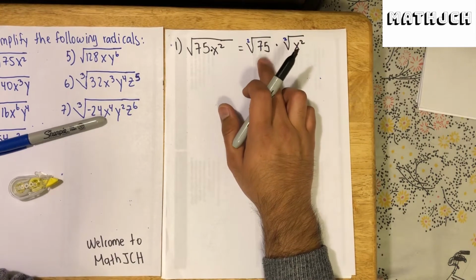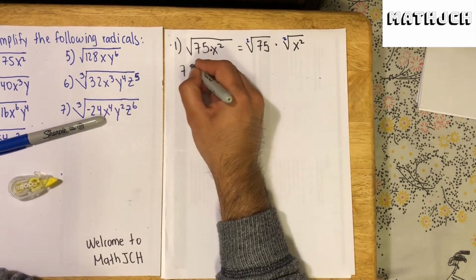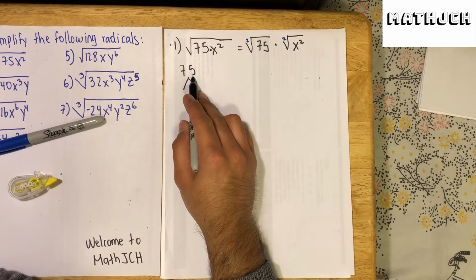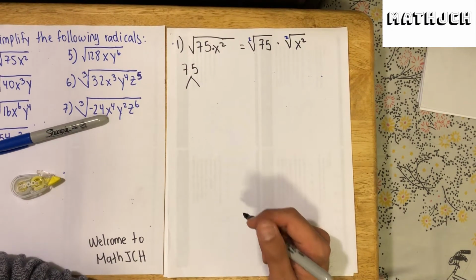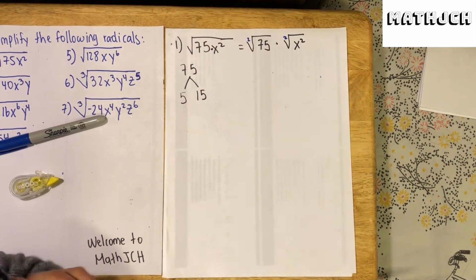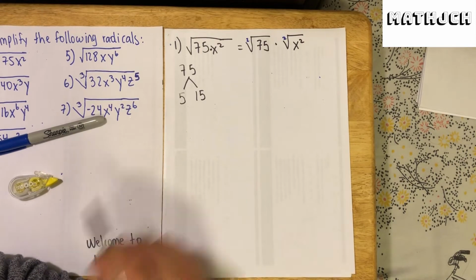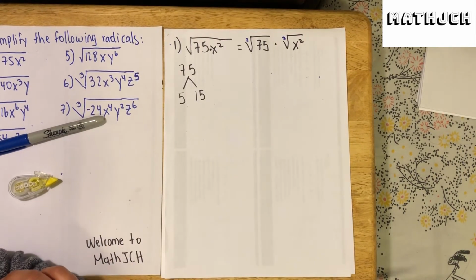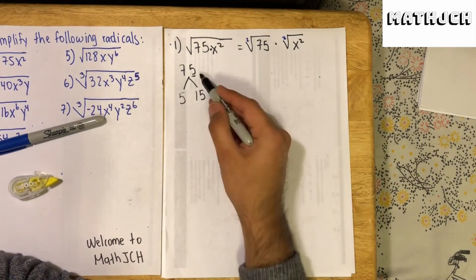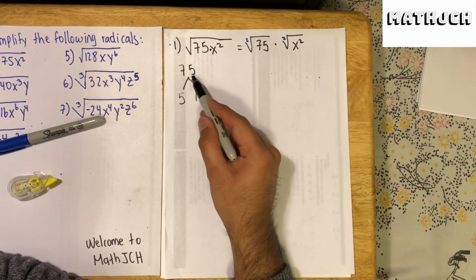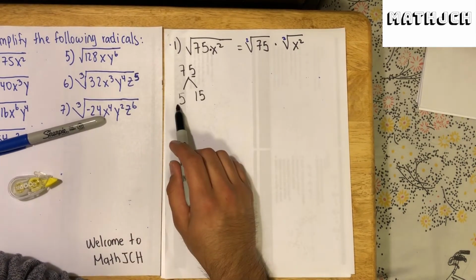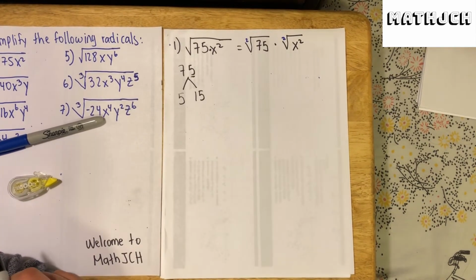Let's do the prime factorization for 75. Okay, so it's going to be 75. Notice that it ends in 5. We could break it down as 5 times 15. And you may ask, how do I get 15 here? Notice the 75 ends in 5, so it has to be divisible by 5. If you divide 75 divided by 5, gives me 15. That means that 5 times 15 gives me 75.